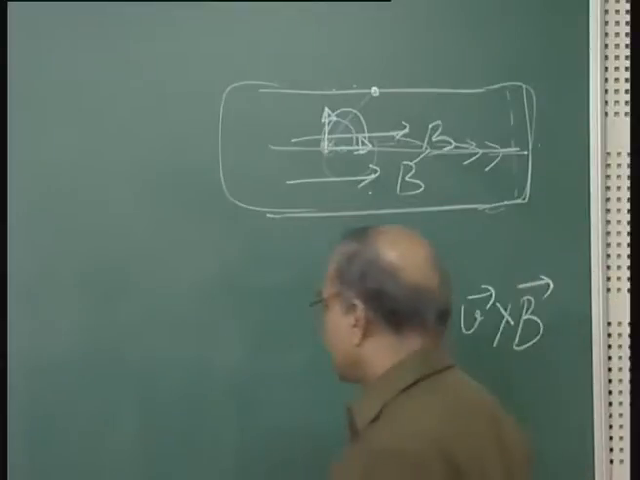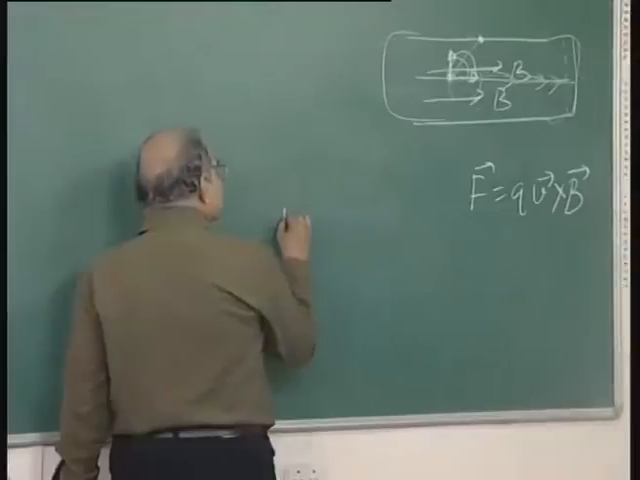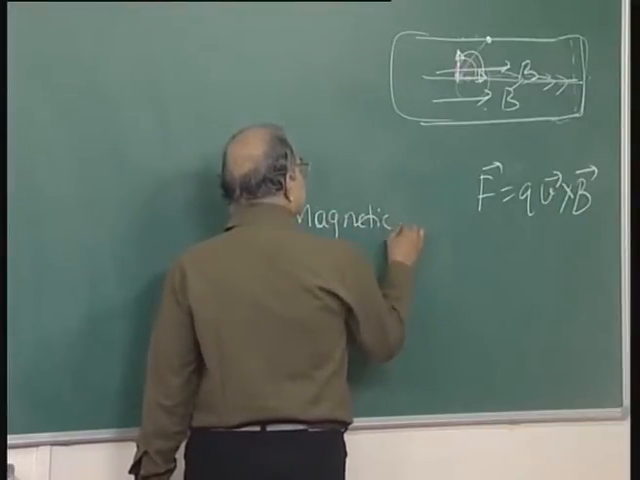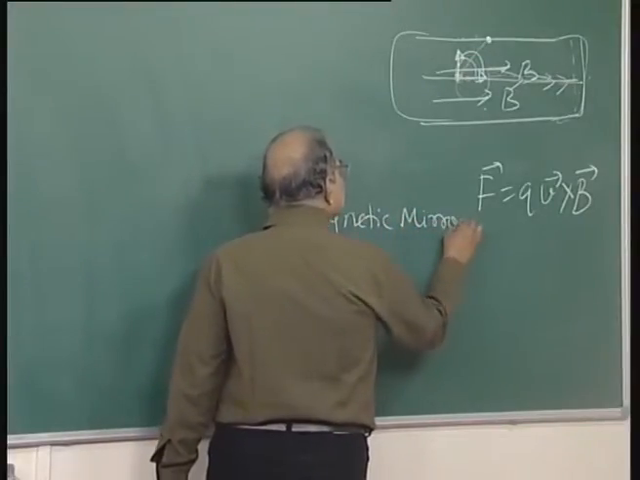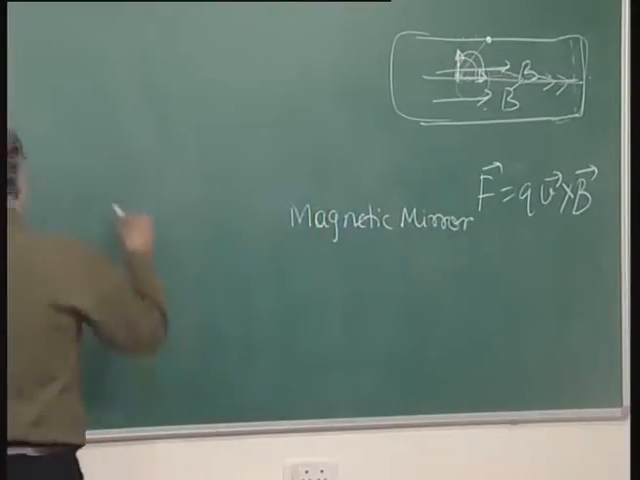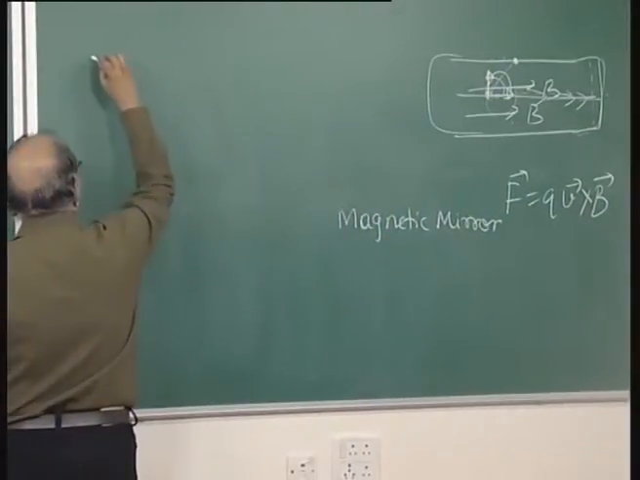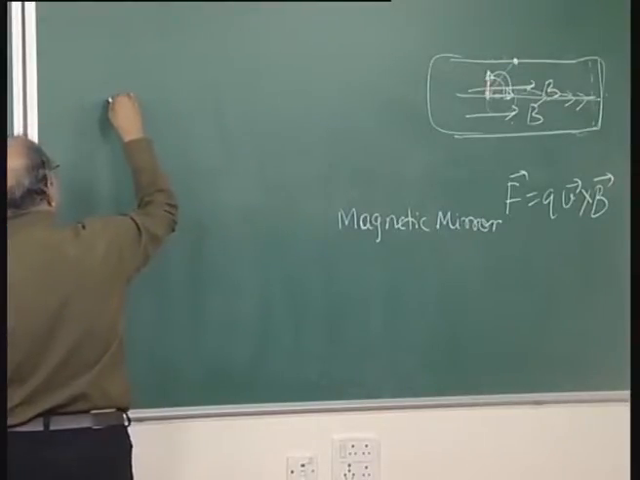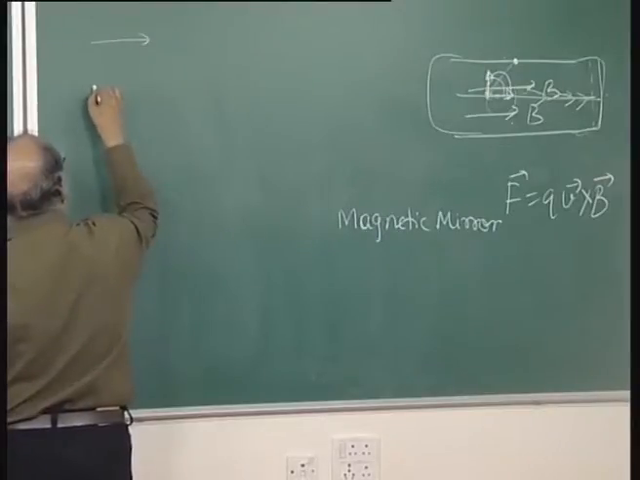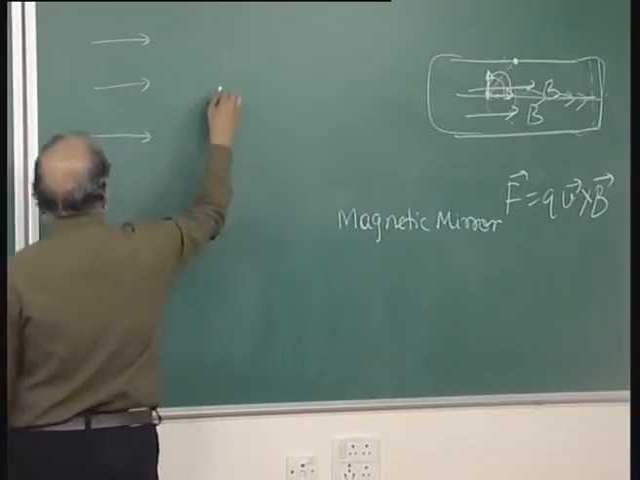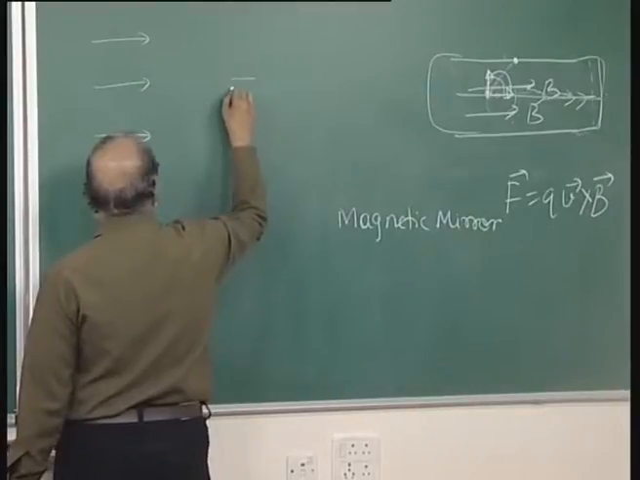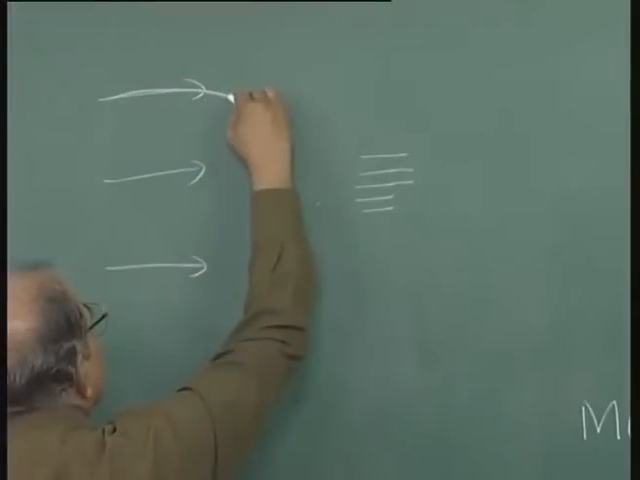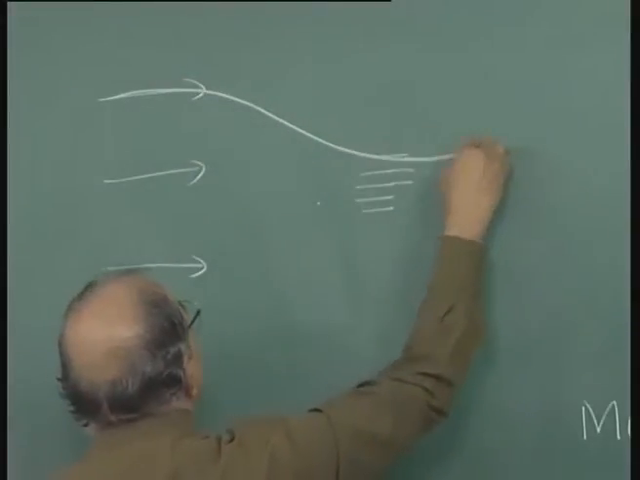So, I give you another configuration, which is known as a magnetic mirror. Suppose you have a magnetic field which is non-uniform: here the field is strong, here the field is weak. So, if you draw field lines, here the field lines are widely separated, here the field lines are more congested. That means the field lines must be going like this.